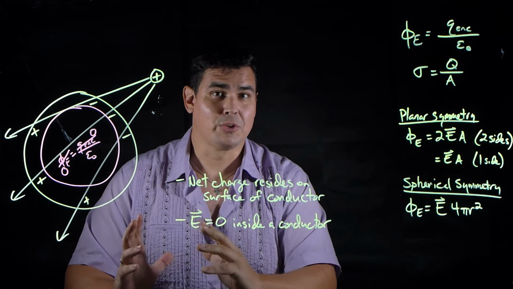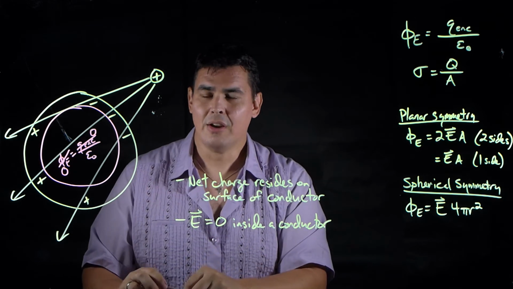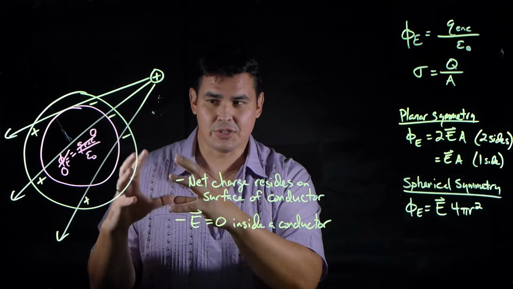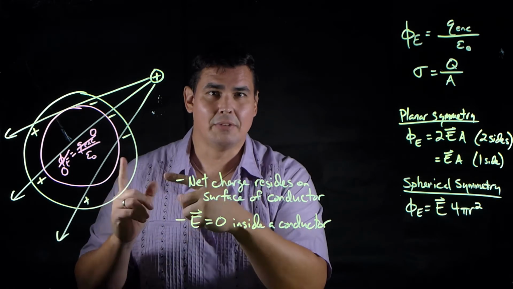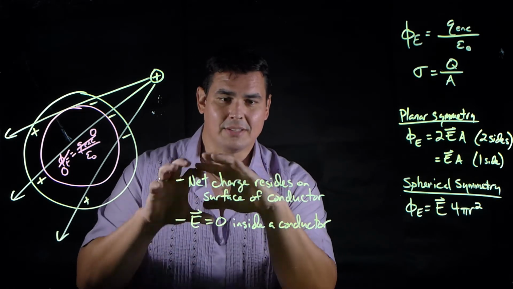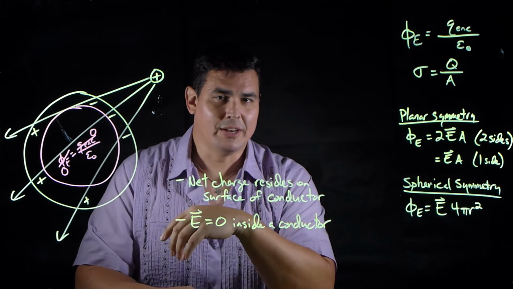Okay, this only works for conductors. Sometimes you'll deal with a spherical charge distribution, right? If it's an insulator or if it's just a distribution of charge, this doesn't count. This is only for conductors. So this is the idea of a Faraday cage. A Faraday cage is basically something metal that you can put something in and it keeps out external electric fields.